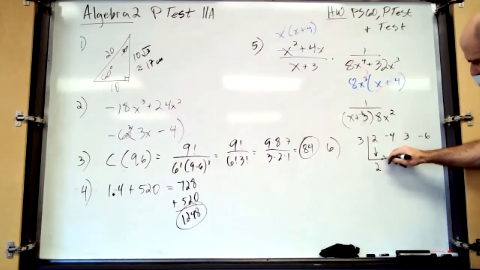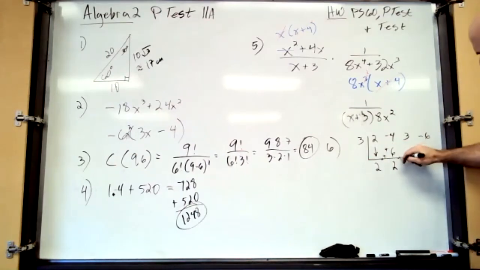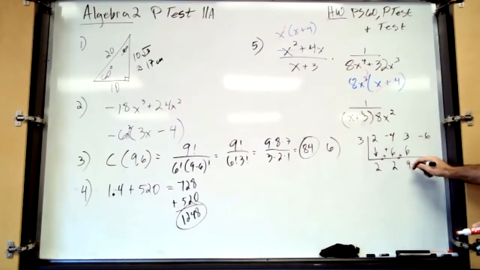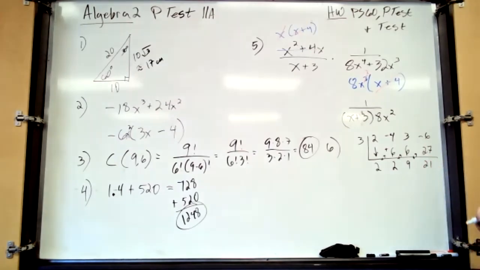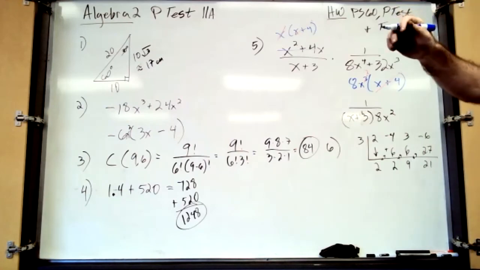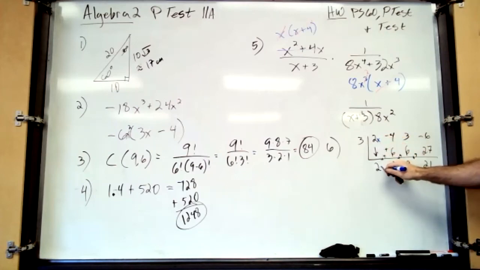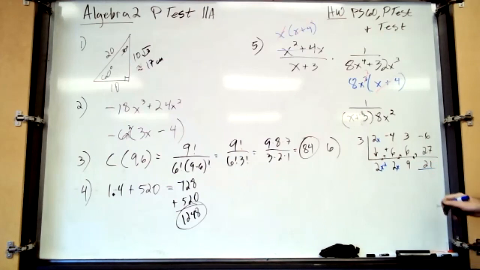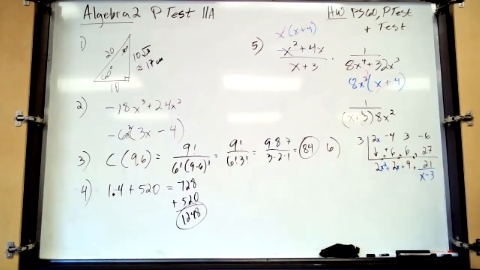Okay, first step, bring down the 2. Next step, multiply by 3. Put it there and then add. Multiply by 3. Add. Multiply by 3. Add. Okay, then fill in your variables. So you're going to start with just one less than what you started with, x cubed. So now it's x squared, x squared, x, and then constant, and then here's your remainder. Remember, you put your remainder over your divisor, which was x minus 3. Put addition signs in between and you're done.